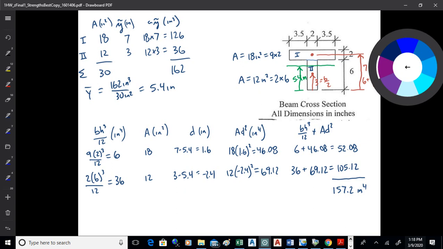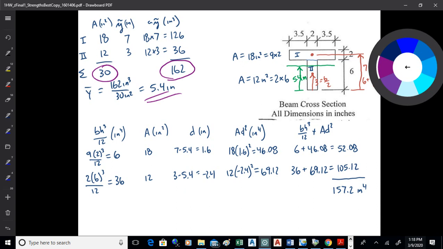So I get 18 times 7 is 126. 12 times 3 is 36. Add them up, I get 162. Total area is 30. Divided out, I get 5.4 inches to the centroid of that beam shape, which is the neutral axis. So the neutral axis is 5.4 inches up.